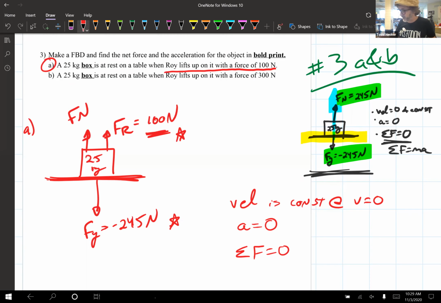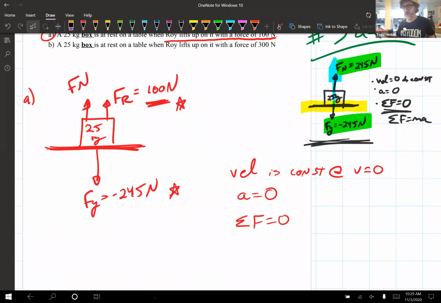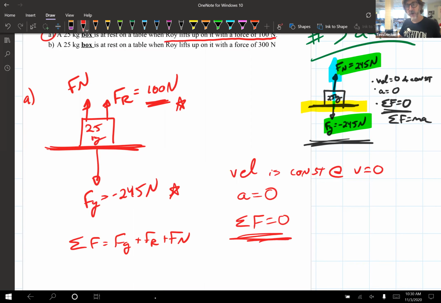And so now what I can do, this is probably a little bit more work than most of you need to write out, but basically I know that net force is my total force. So it's gravity plus Roy plus normal force, and solve for your normal force. I know the net force is 0 because Roy's force wasn't enough to lift it. I know my force of gravity is negative 245. I know my force of Roy is 100 plus some normal force. And then algebra it, and you'll get 145 newtons.